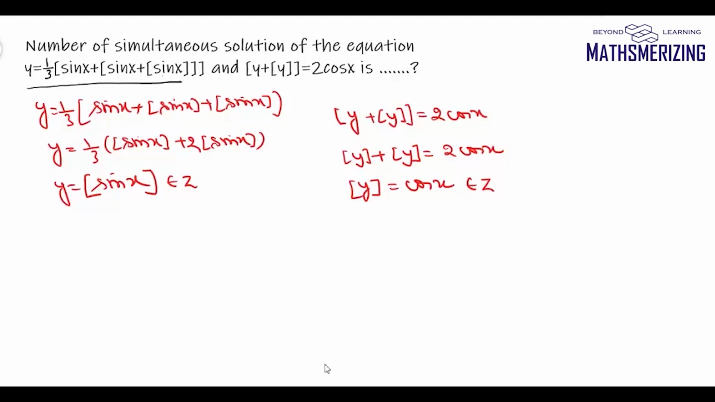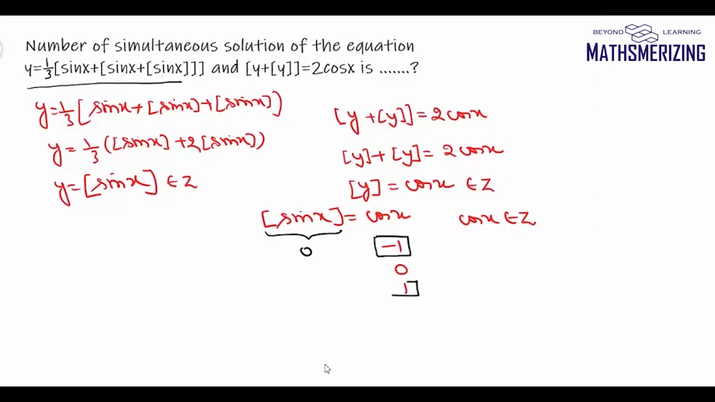So from here I can say greatest integer function of sin x should be equal to cos x when cos x is an integer. Now what are the integral values of cos x? So integral values of cos x are -1, 0 and +1. But the problem here is at the points where the value of cos x is -1, the value of sin x will be 0. So in that case, this greatest integer function will be 0.